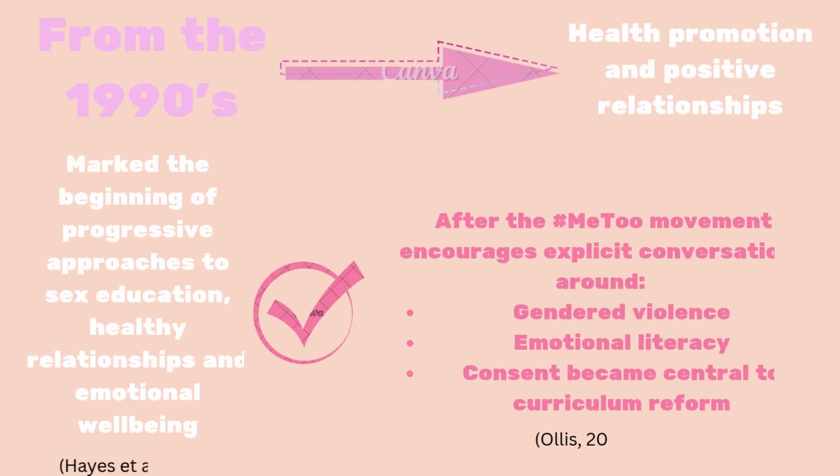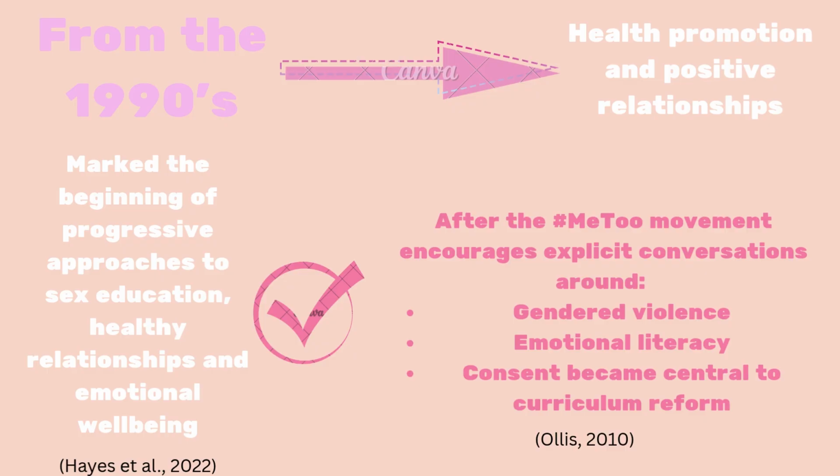This approach was largely driven by societal norms and moralistic views that prioritize risk avoidance over comprehensive sexual education. From the 1990s, there was a noticeable shift towards health promotion and positive relationships. This period marked the beginning of more progressive approaches to sex education, emphasizing the importance of healthy relationships and emotional well-being. Hayes et al. 2022. However, it wasn't until recent years, especially following the #MeToo movement and Chanel Contos's 2021 petition, that explicit conversations around gendered violence, emotional literacy, and consent became more central to the curriculum.